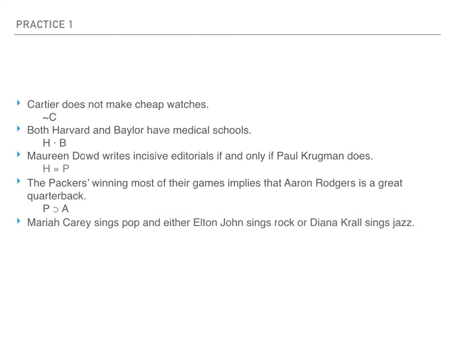Okay, so let's look at a little more of a challenge, not much of one, but a little bit. So remember, I'm not writing these examples. I don't know who Mariah Carey is or who Elton John is, but you know, I hear that maybe they are pop singers or rock singers. So it says Mariah Carey sings pop and either Elton John sings rock or Diana Krall sings jazz. Okay, so we look at that sentence. We see the and, we see the or. We know that there's conjunction, there's disjunction going on here.